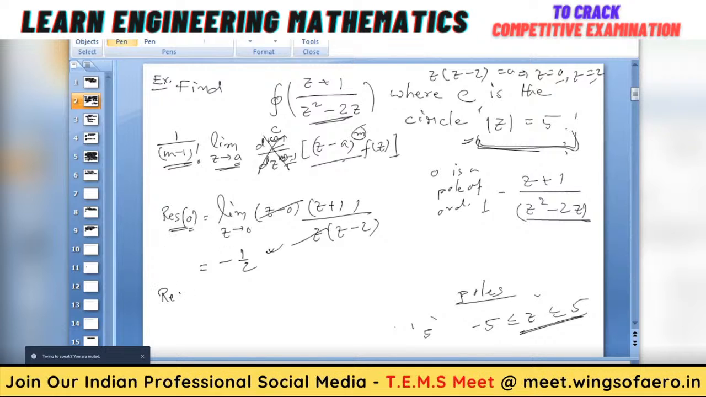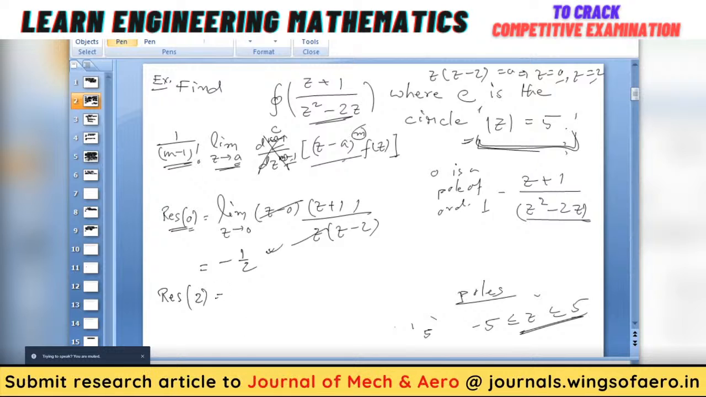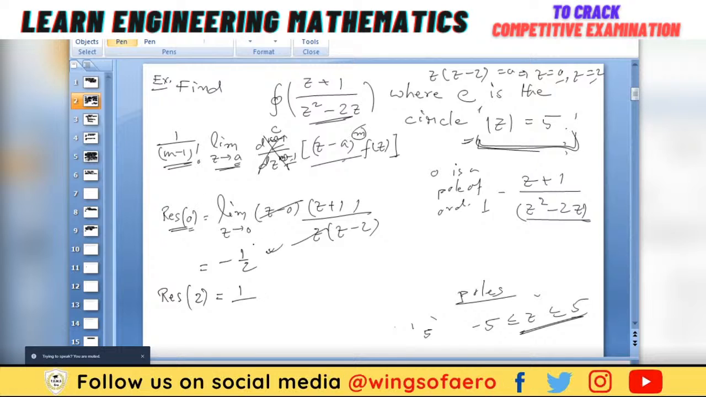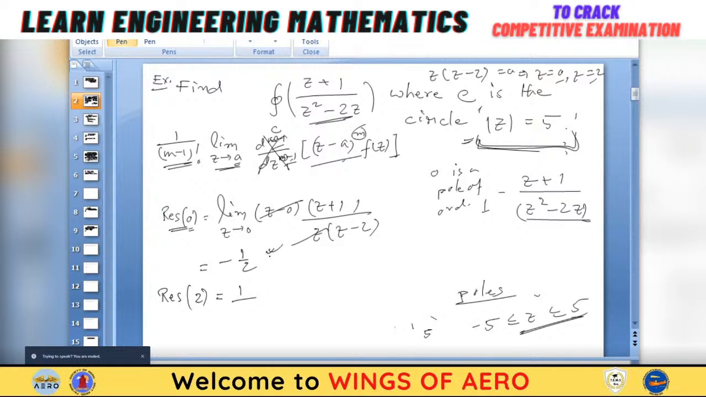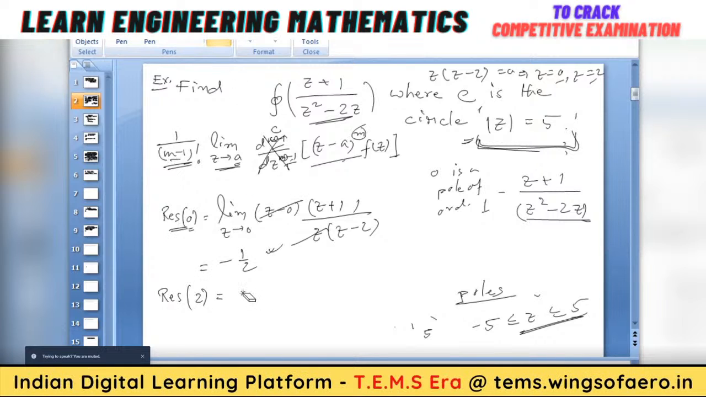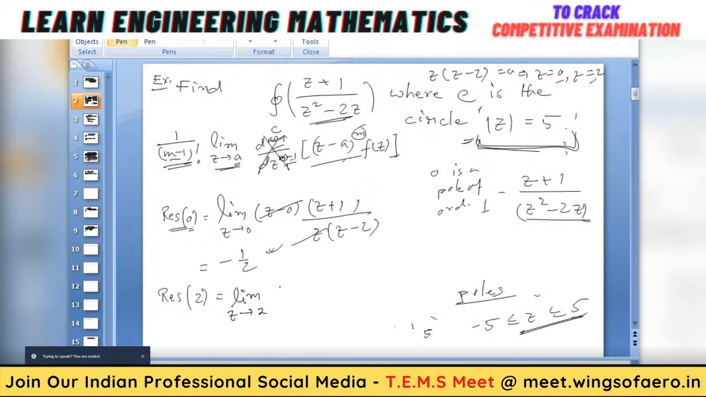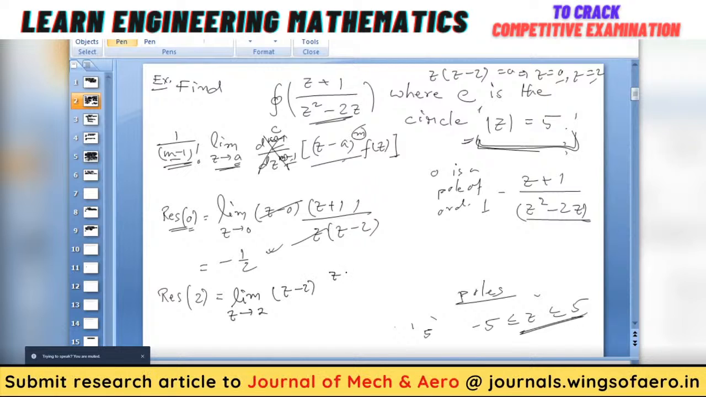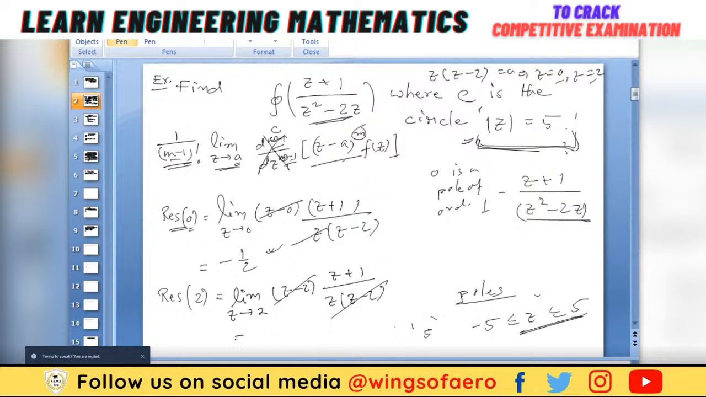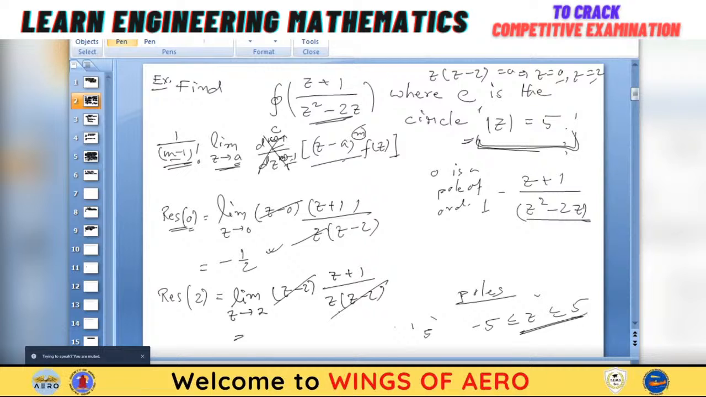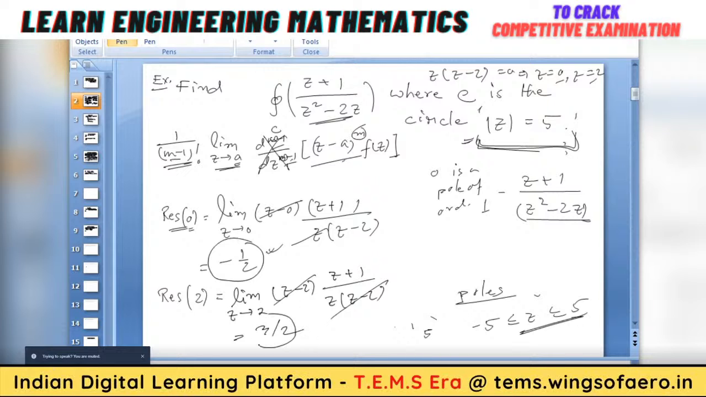Similarly, we can find the residue at 2. The residue at 2 will be given by 1 by (m minus 1) factorial. Same case, because 2 is also of order 1. So 1 minus 1 is 0, and 0 factorial is 1. So we can write it directly: limit z tends to 2 of (z minus 2)(z plus 1) divided by z into (z minus 2). The (z minus 2) will be nullified here, and if I put z equal to 2, we get 3 by 2. So this is one residue, and this is the other residue.